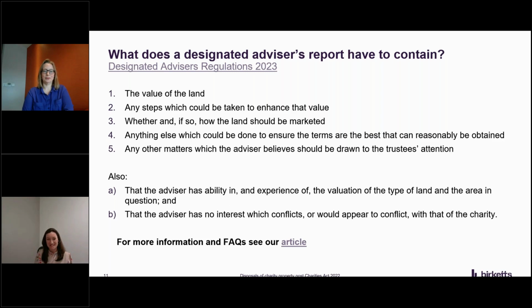But the report also needs to specify that the advisor has appropriate experience dealing with transactions of that nature, dealing with the land, and also specifying that they have no conflicts, that they're acting for the charity in their best interest, and that they're not conflicted in any way. And that's a really important point that we often come across. So, as I say, have a look at the regulations, make yourself familiar with them, and then you know that you're getting a suitable report that you can rely on.